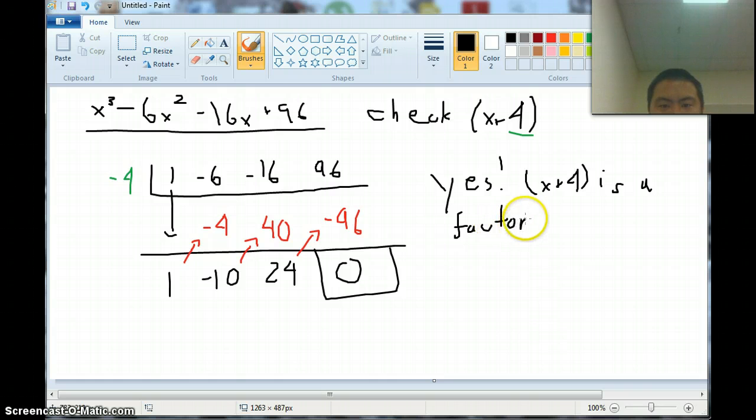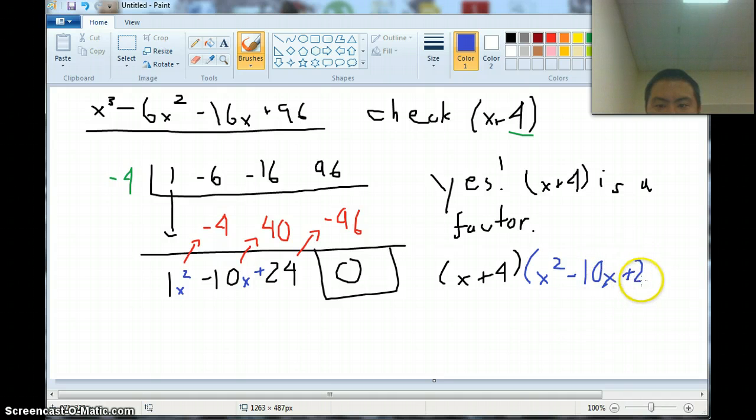Okay, now what we can do from this is we also know that it factors apart into x plus 4, and we should even break this part down. Well, I know this is the constant term, this is the x, and this is the x squared. Okay, and this should be a positive 24. So I know what the other factor is. This is the x squared minus 10x plus 24. Alright, now we could say we're finished here, but we can even break this apart even further.